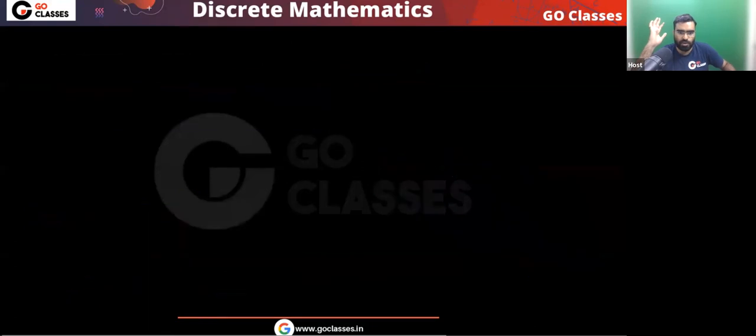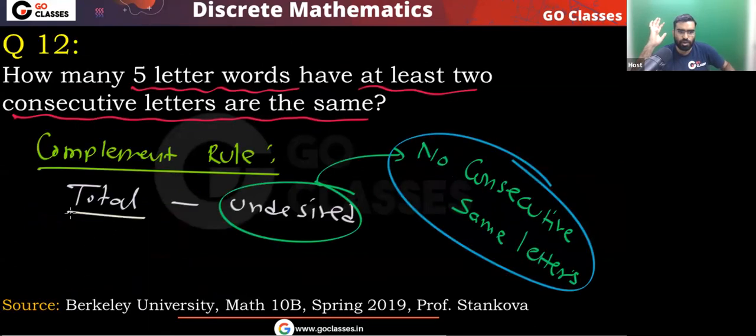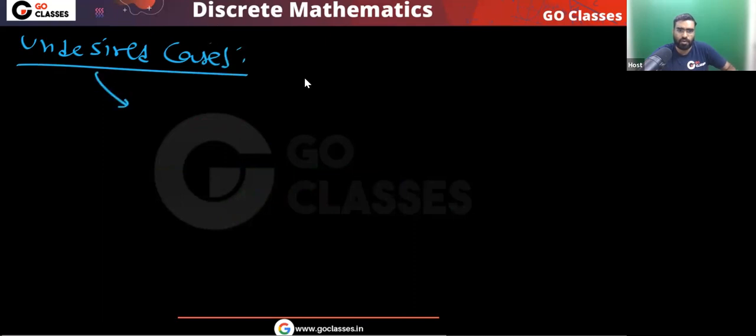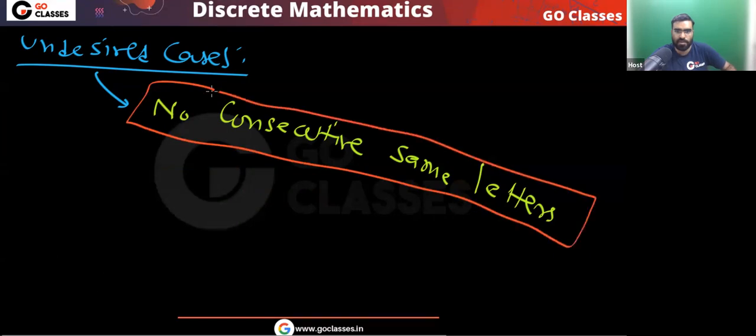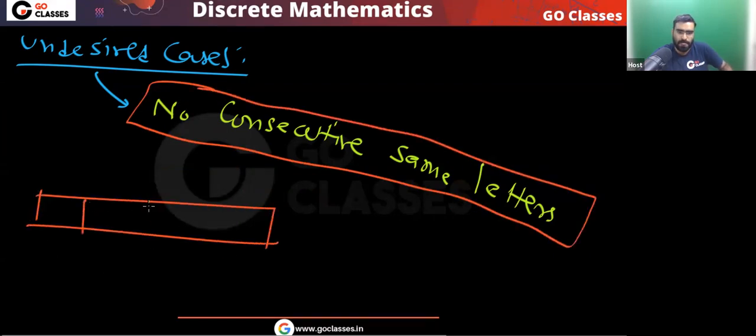I hope you understood. So now you tell me, total is very easy to find. What is the total? That will be 26 power 5. That is very easy. So can you find the undesired cases? Undesired cases mean consecutively you don't have same letters. No consecutive same letters. This is interesting. So these are your 5 positions. For the first position, how many choices do you have?